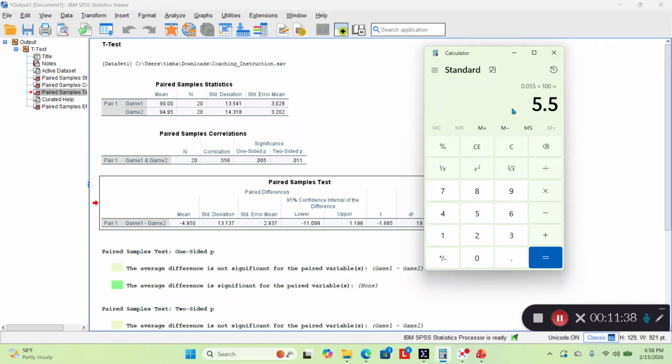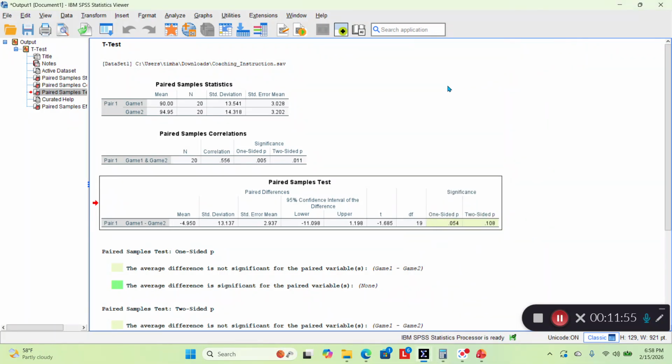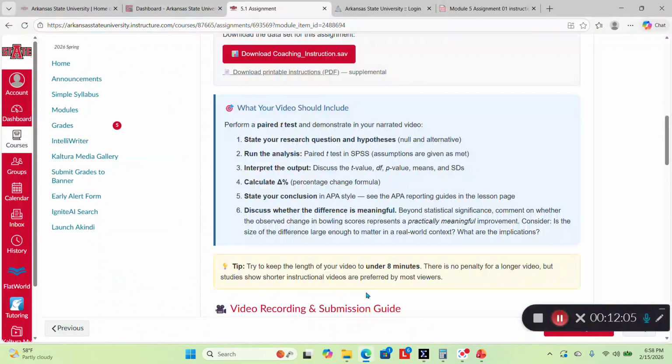Okay, and then we already discussed our practical interpretation of that, which is, although there is a 4.95 difference in average between the scores, that can be the difference between winning and losing. That can be the difference between making a team and not making a team. And that can cost you a championship. So, in my opinion, outside of the statistical difference, I personally think that is a big difference in the sports world.